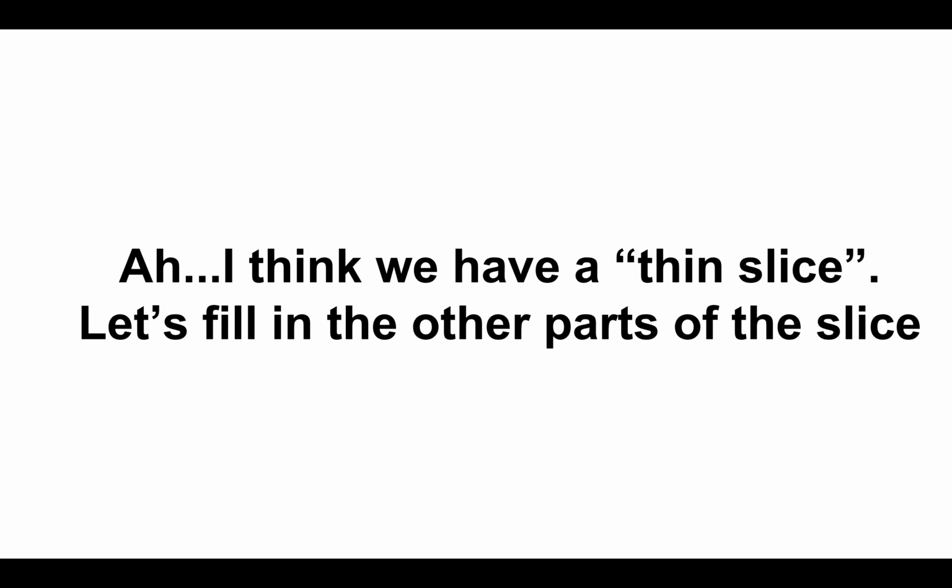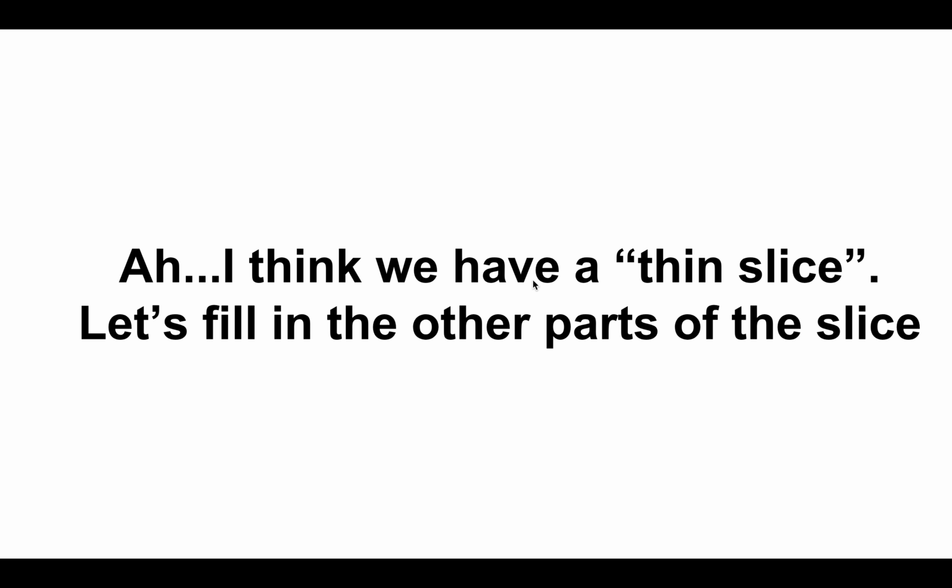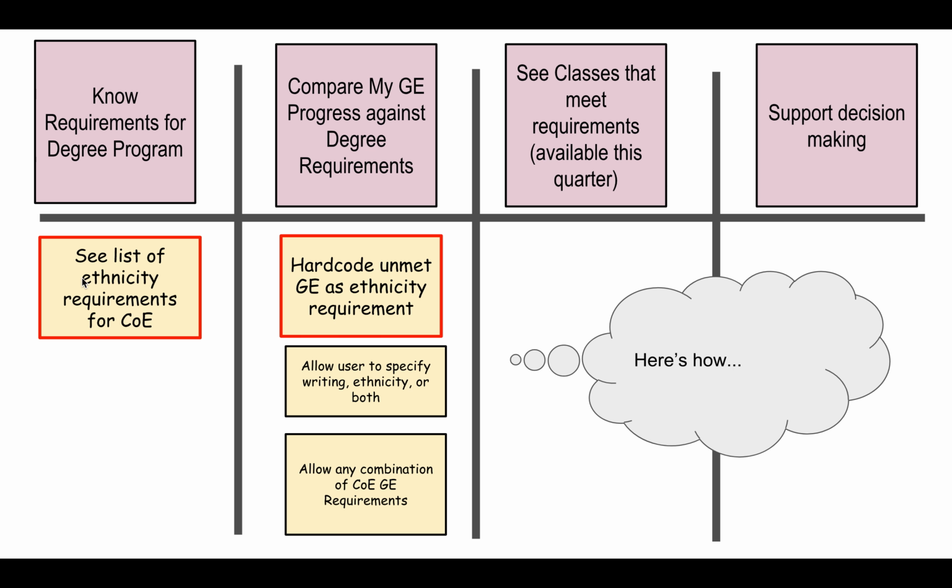Okay, so now we think we've got a thin slice. Let's fill in the other parts of the slice. And by other parts of the slice, what we mean is we have nothing in this column and nothing in this column for this top slice here. So if we deliver that, it wouldn't actually be valuable. That's right. To deliver value, you've got to go all the way from the left all the way to the right. Yep. And that is kind of the idea, is you want these column headings, if I understand the process right, John, we want them to go from left to right in chronological order.